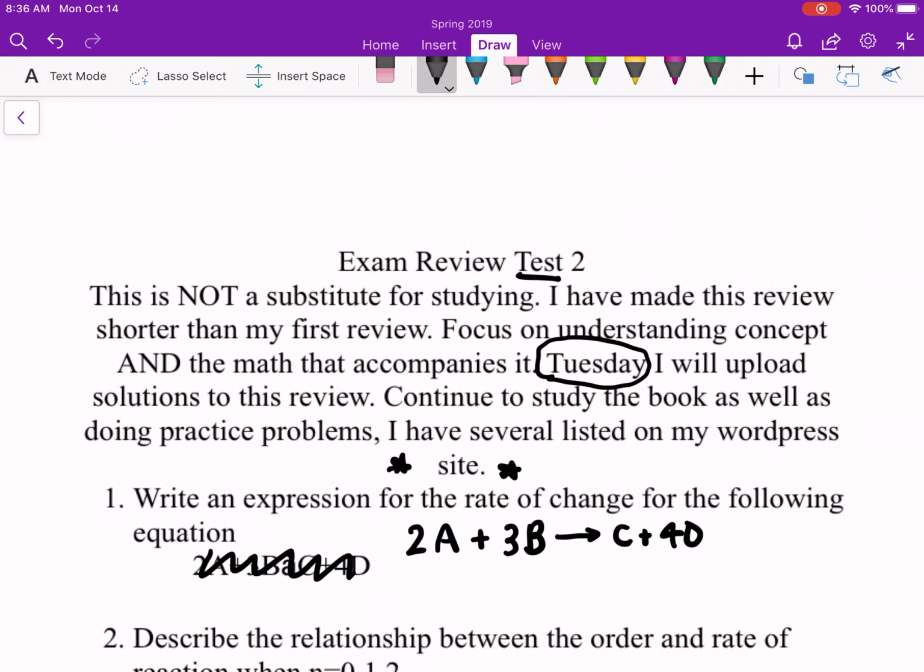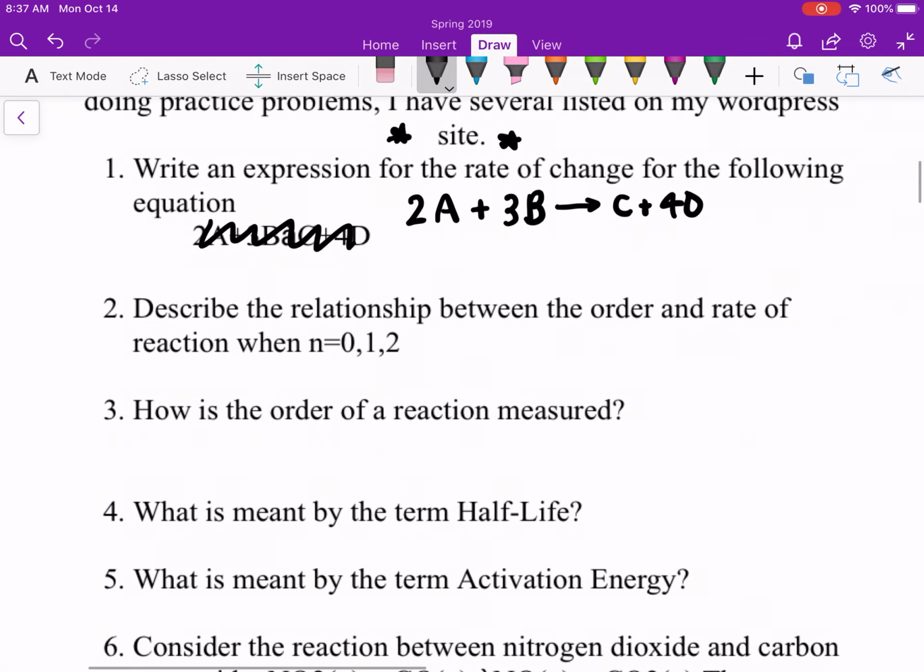So, all right, write the expression for the rate of change for the following equation, 2A plus 3B to C plus 4D. Well, ignore that, it just didn't transfer right. So when it asks you for the rate of change, that's not the same as the rate law. The rate of change is how concentration is changing over time, but it doesn't take into consideration the effect that order has on it.